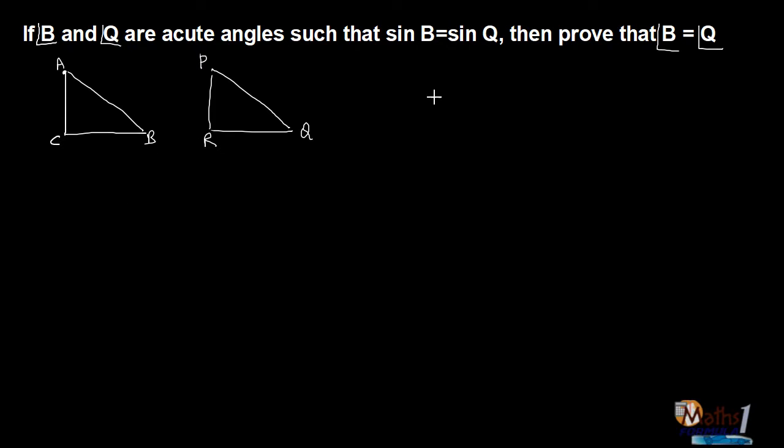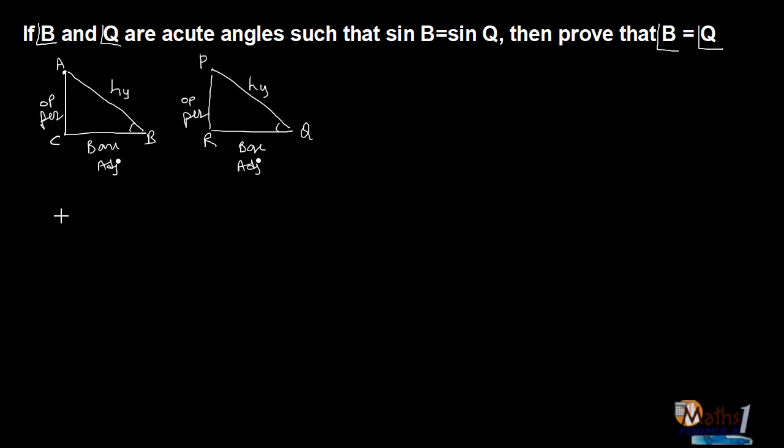Acute angle such that sin B equals sin Q. So sin B, if I'm talking about trigonometry, this will be my hypotenuse. Angle B and angle Q, if I talk about, this will be my opposite or perpendicular. However you have learnt it, this will be my base or adjacent side. So based on that, we'll try to write the ratios.